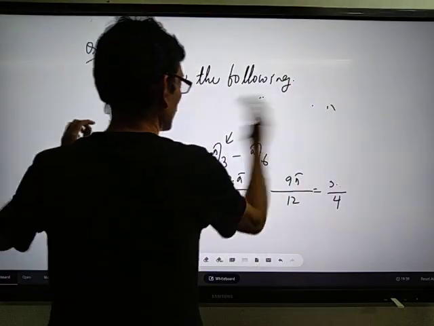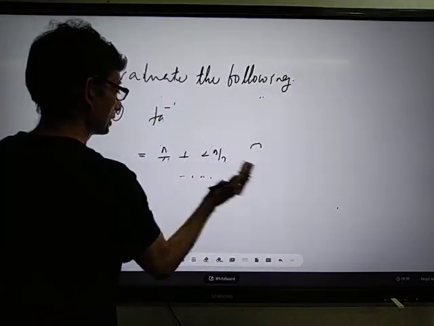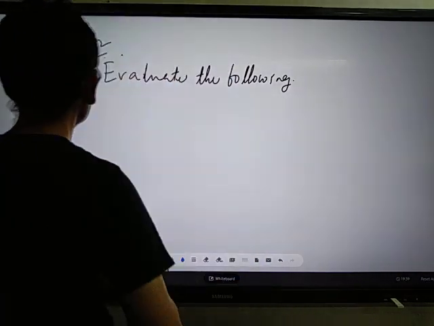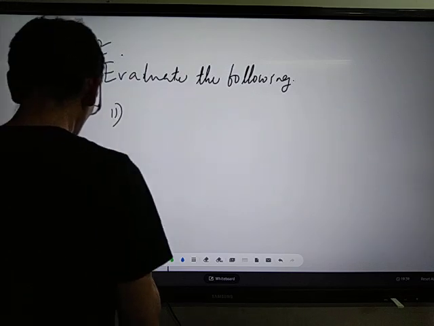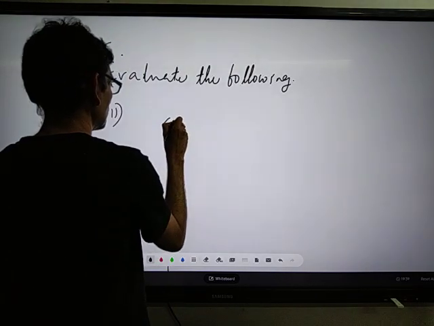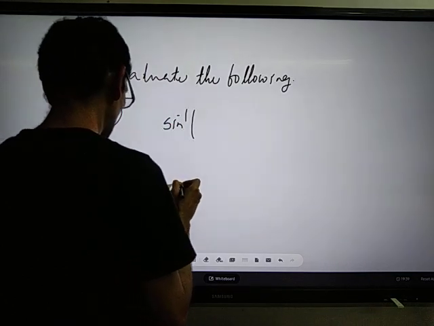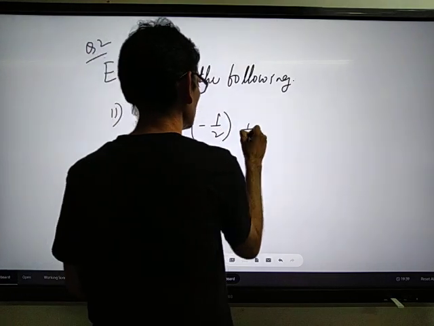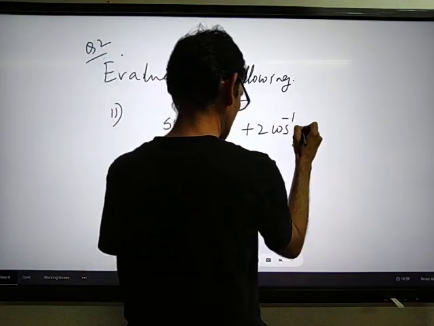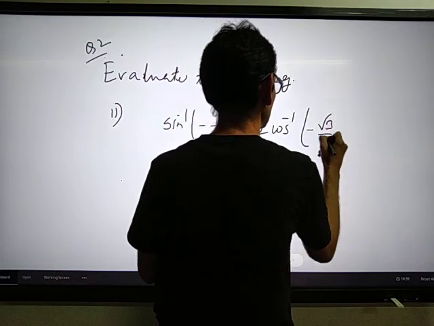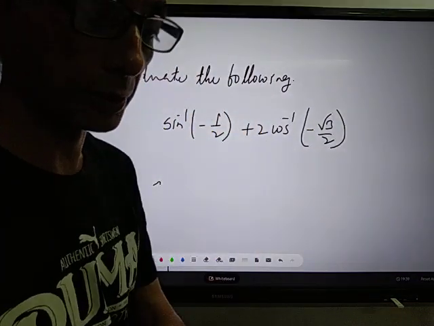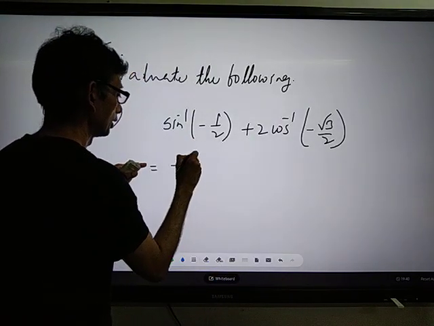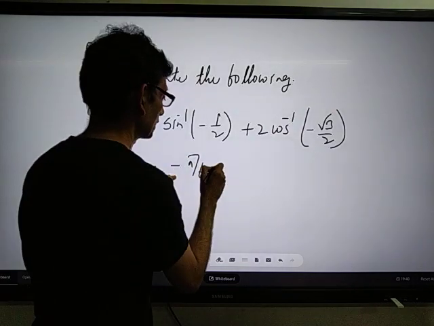Next. Okay, what is the next question? Next question is this question 2: sine inverse minus 1 by 2 plus 2 cos inverse minus root 3 by 2. How to solve these questions? Just now we have done sine inverse minus half, it's minus what? Pi by 6. Done. Plus 2.